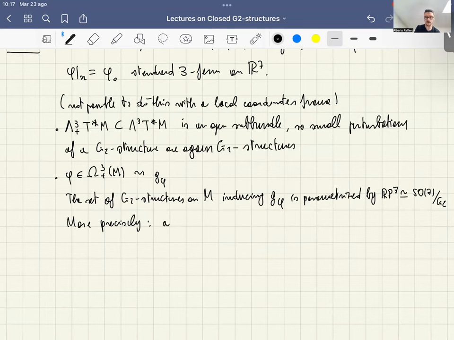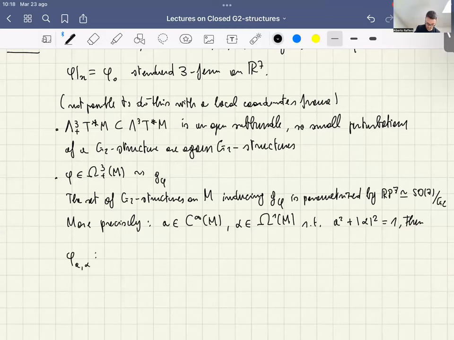If you pick a smooth function a on the manifold, and a one-form alpha on the manifold, such that a squared plus the squared norm of alpha equals one, then all three-forms, let's call them phi_{a,alpha}, defined in this way, induce the same metric and orientation as the three-form we have: (a squared minus the squared norm of alpha) phi plus 2a star(alpha wedge phi) plus 2 alpha wedge star(alpha wedge phi).